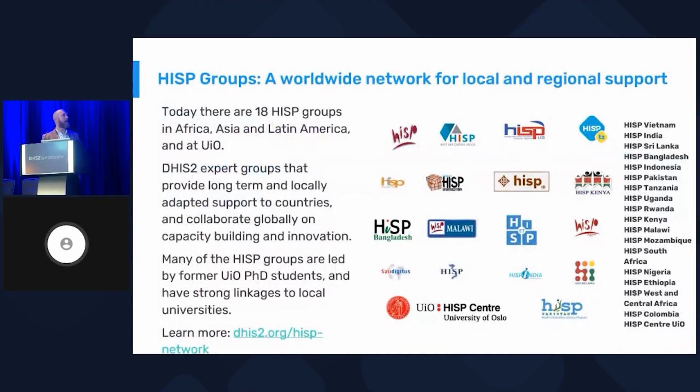So talking about the HISP structure, what is HISP? I'm sure most of you have interacted with different HISP groups around the world. Essentially, it's a coalition of 18 local organizations run and operated independently locally. What they are there to do, day in, day out, is provide DHIS2 support and services to anyone using DHIS2 in that country, as well as in the region. They are all DHIS2 experts.